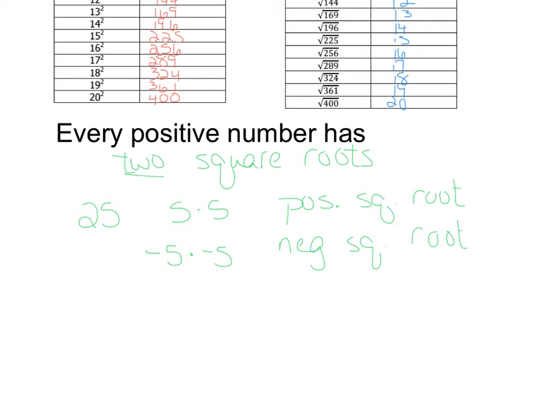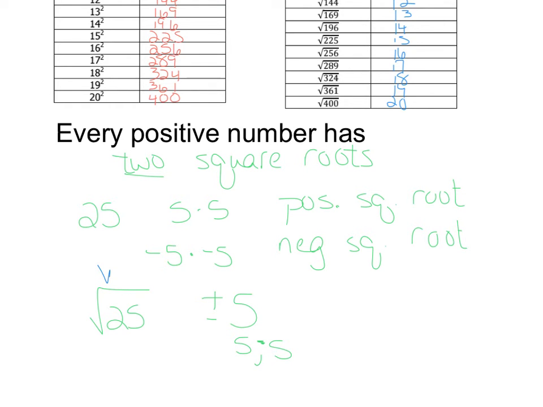So we would say that the square root of 25, that's the symbol for square root, is plus or minus 5. That's positive 5 and negative 5. Those are the 2 square roots of 25. So we can write it with that plus or minus symbol. We could also say 5 or -5. That would be good too. Either way works.